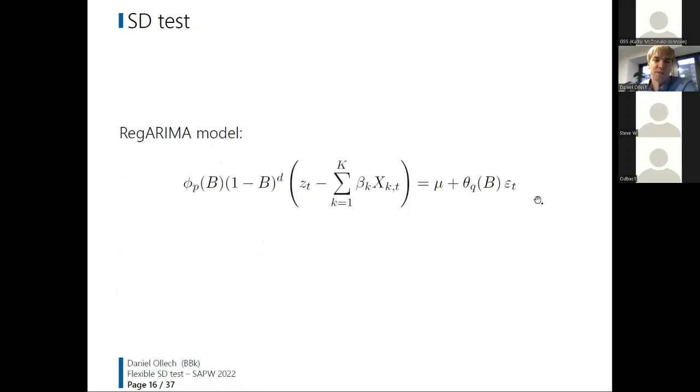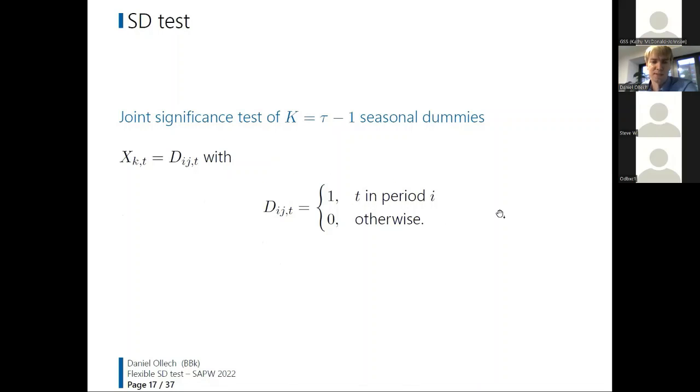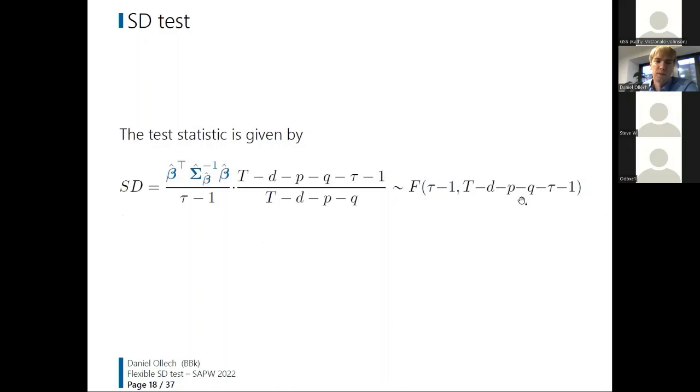All right. And now to the main part, basically the flexibilization of the F-test on seasonal dummies. So in a RegARIMA model, given here, we can put in some regressors that capture stable seasonality. Usually this is done using seasonal dummies. And the test statistic is then given by this thing. But the important thing now is the betas and the variance covariance matrix, so basically the standard errors and the coefficients. And the rest is some degree of freedom stuff.